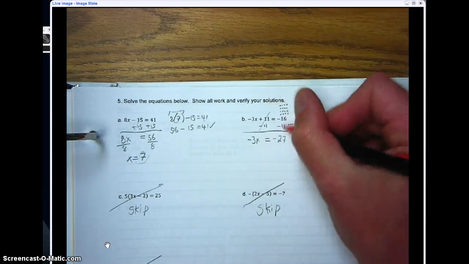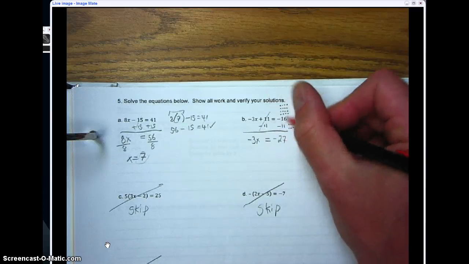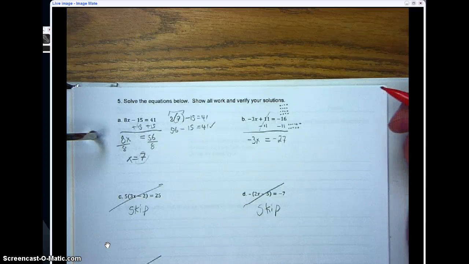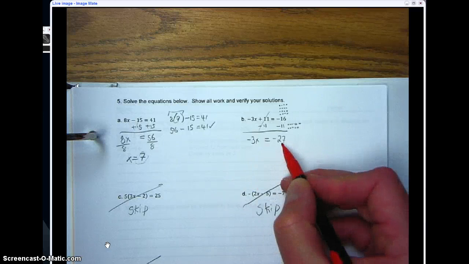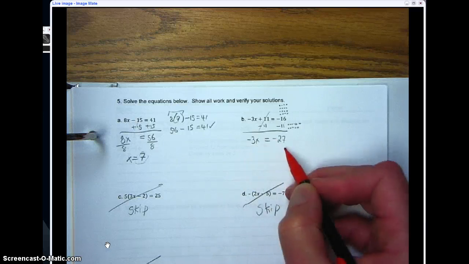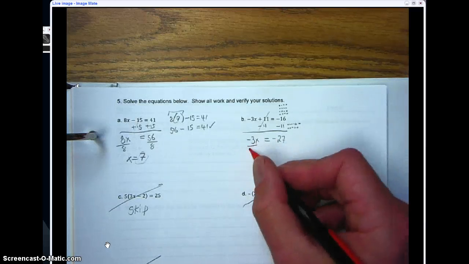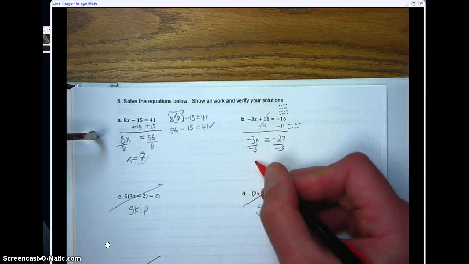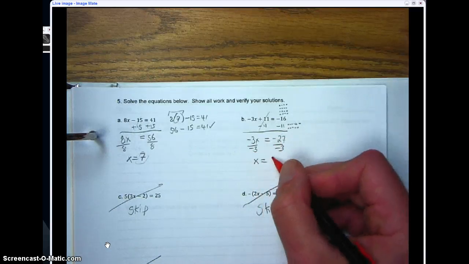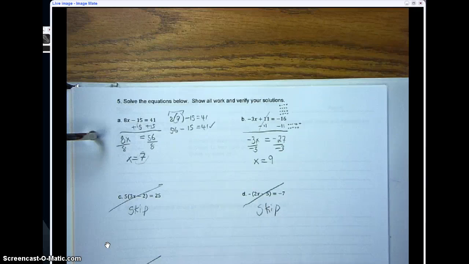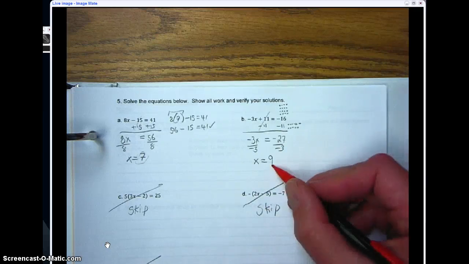If I counted all those, I could get 27, or I just add those two numbers and keep it negative. Now, do you remember when we had the algebra tiles, if I had negative x's on one side and negatives on the other side, if I flipped them both over, they'd become positive. Well, what essentially you're doing is you're dividing out the negative from both sides, and a negative divided by a negative becomes a positive. So now we have to verify the solution.